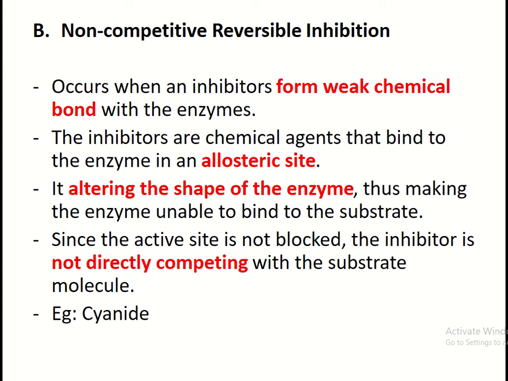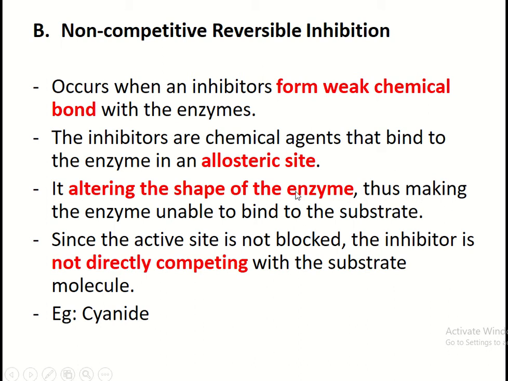The next one is non-competitive reversible inhibition. Non-competitive reversible inhibition occurs when an inhibitor forms a weak chemical bond with the enzyme and binds with the enzyme at the allosteric site, not at the active site. Therefore, they indirectly inhibit the catalysis reaction from occurring. How? By altering the shape of the enzyme.